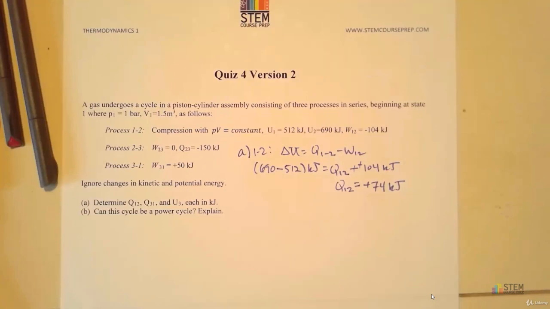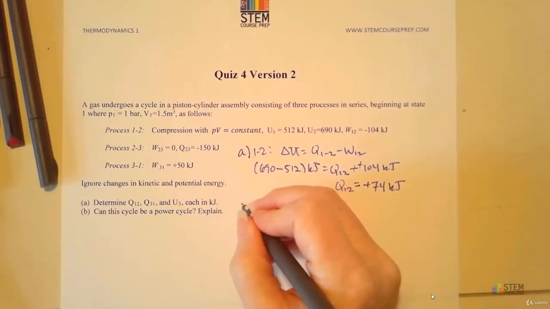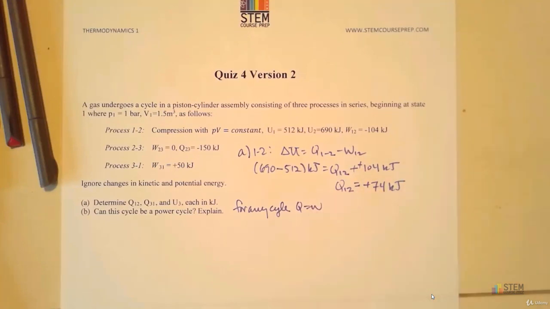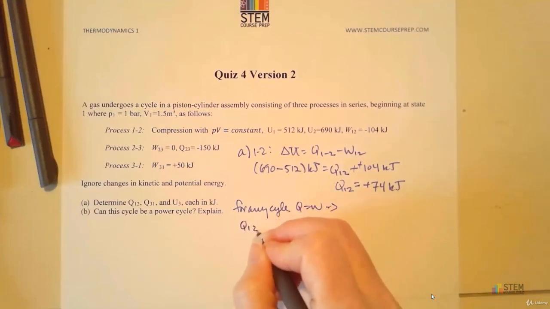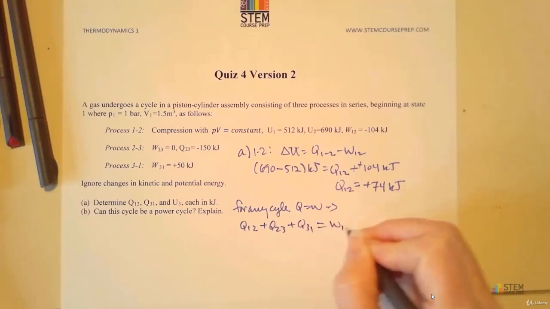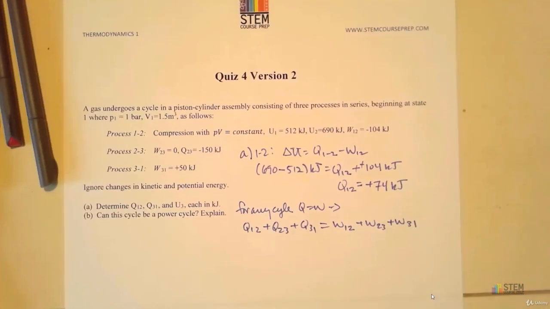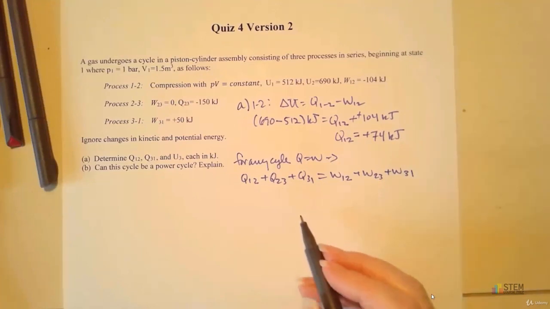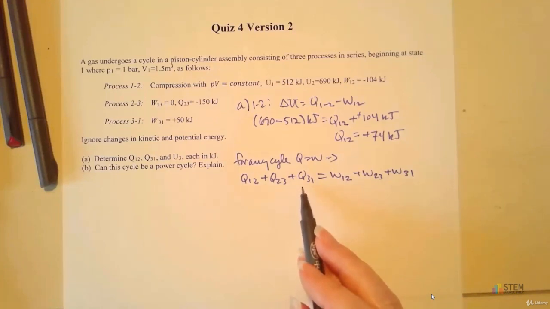Now we know that we can write for any cycle that Q is going to equal W. And what we mean by that is your Q12 plus Q23 plus Q31 has to equal W12 plus W23 plus W31. Okay, so now we've got that. Now that we have this relationship here, we can go ahead and find Q31.